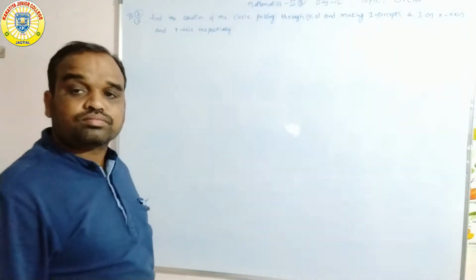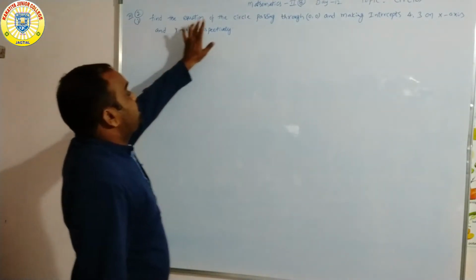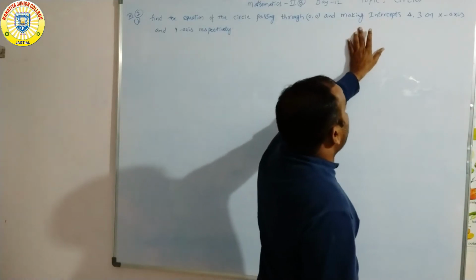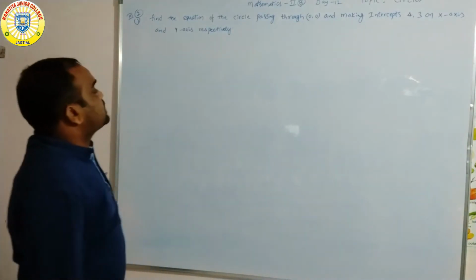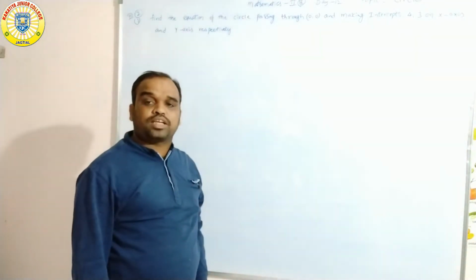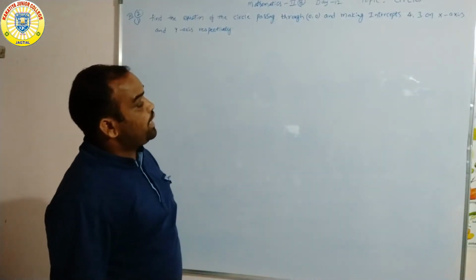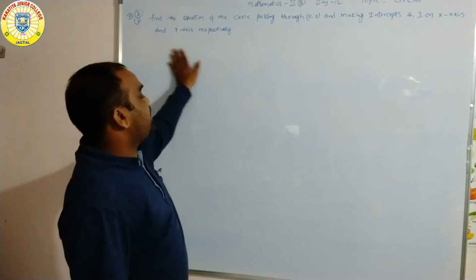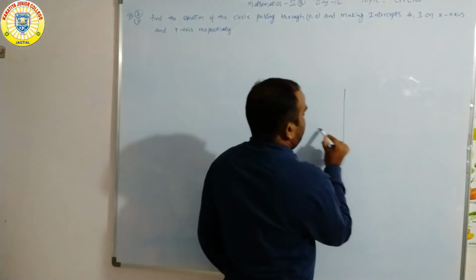See here. Third bit, second question. Find the equation of the circle passing through (0, 0) and making intercepts 4 and 3 on the x-axis and y-axis respectively. Intercept means, so observe this one.